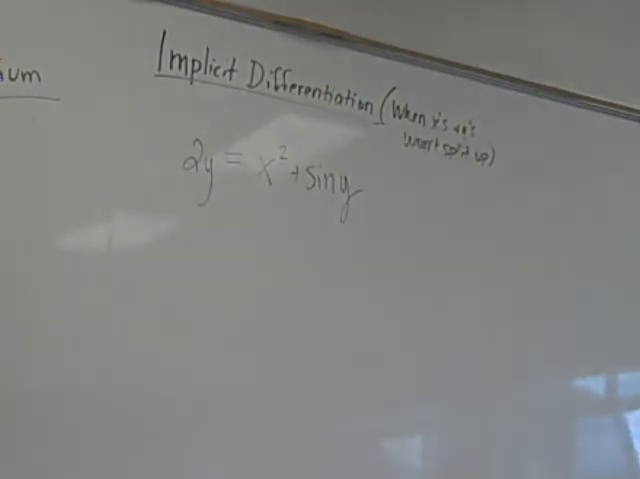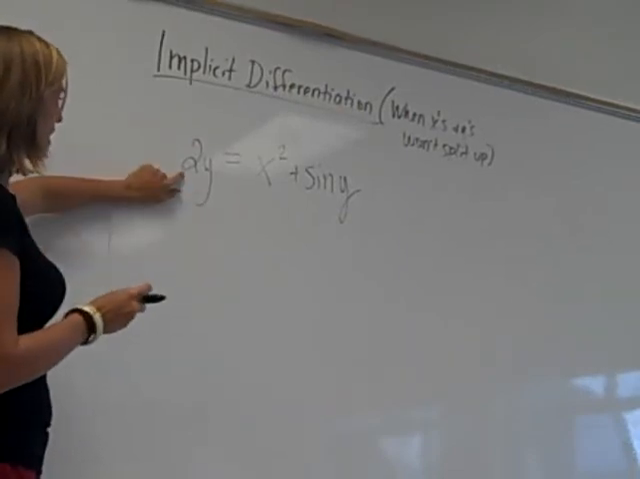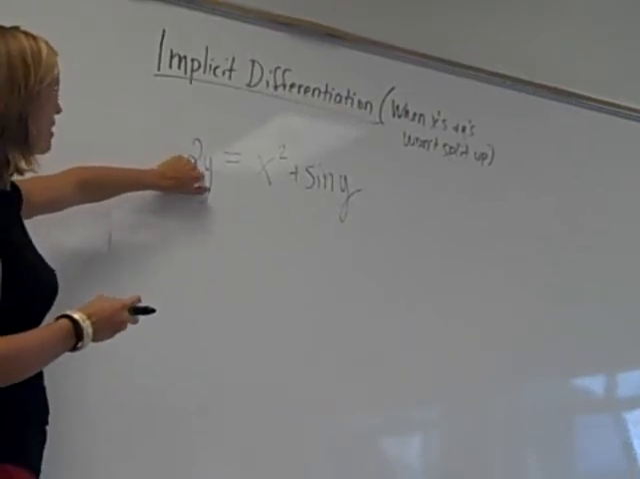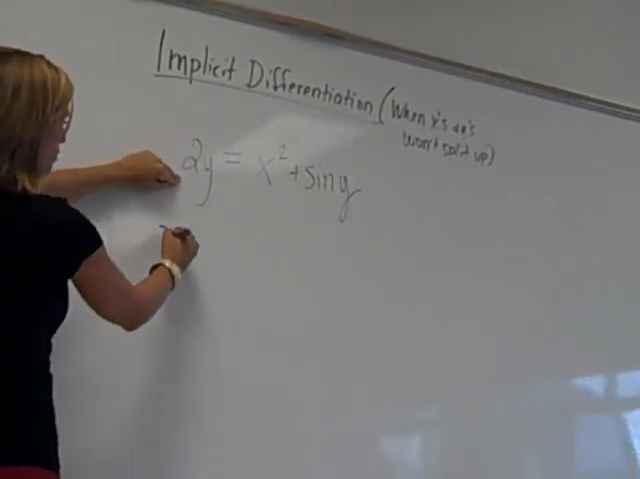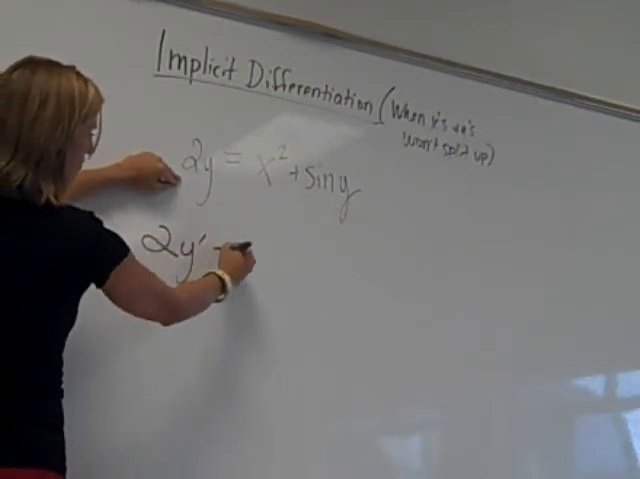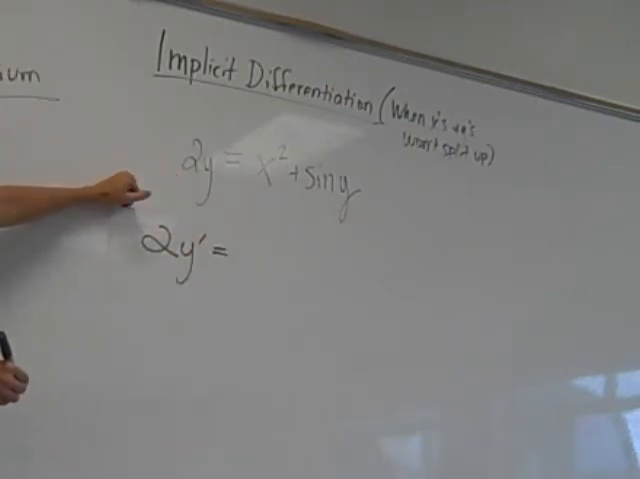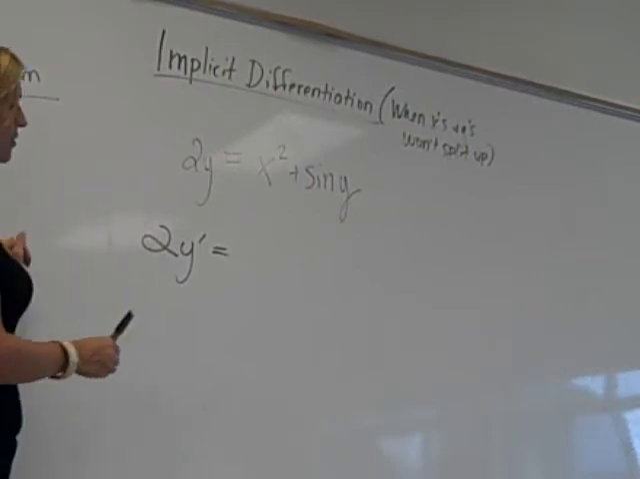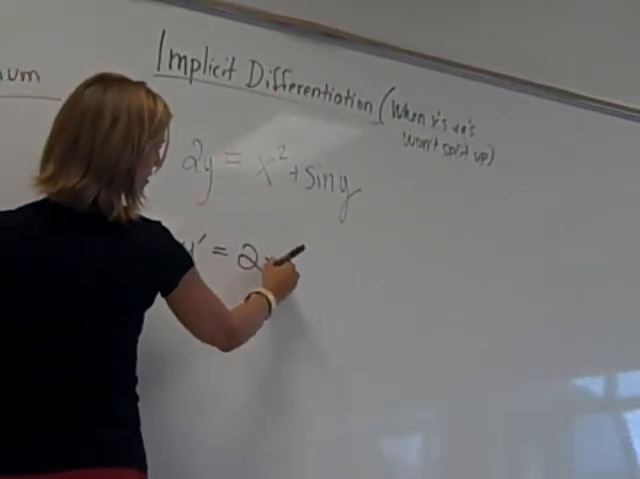Okay, so chain rule still applies. And it works like this. Derivative of the left-hand side, so derivative of 2y. Use normal rules. The derivative of this is 2 times y prime. The derivative of x squared is 2x.